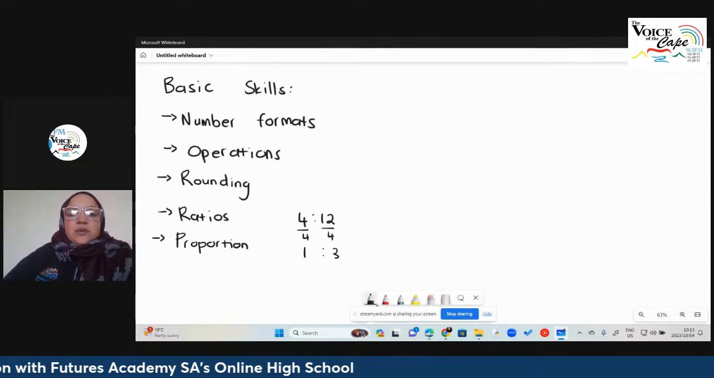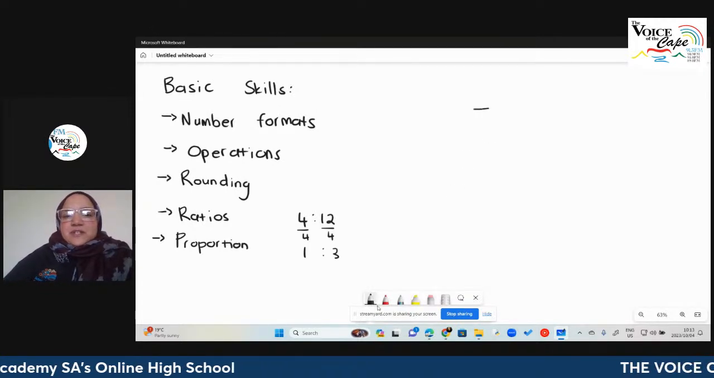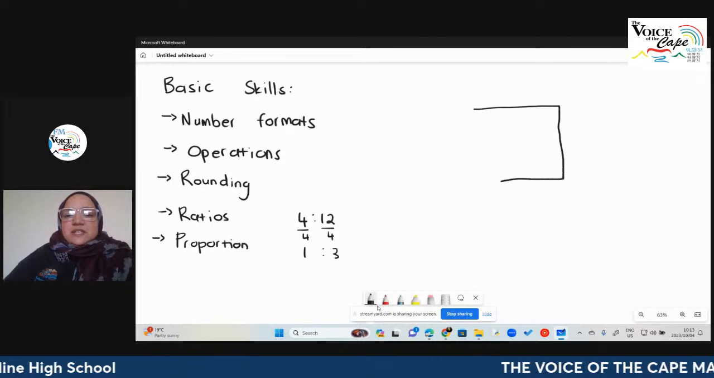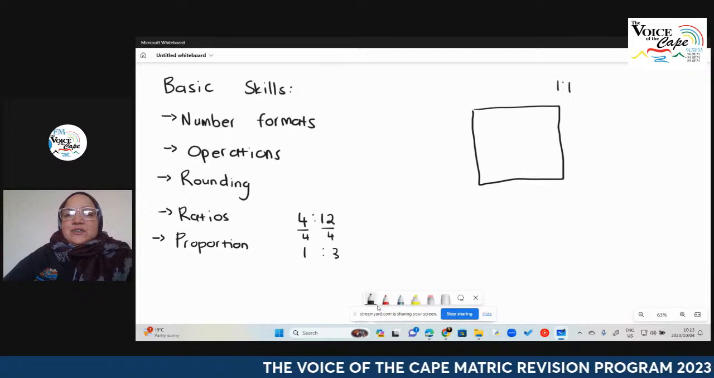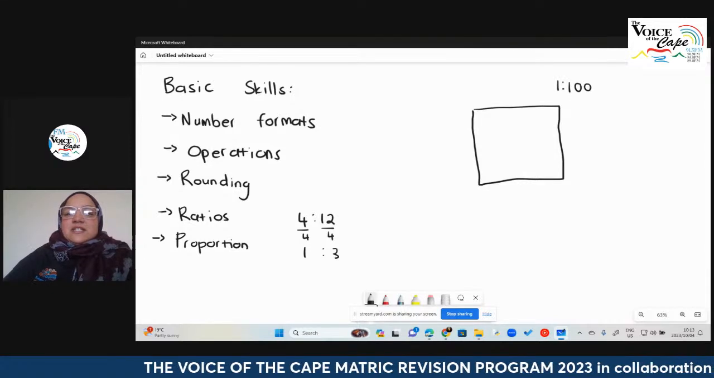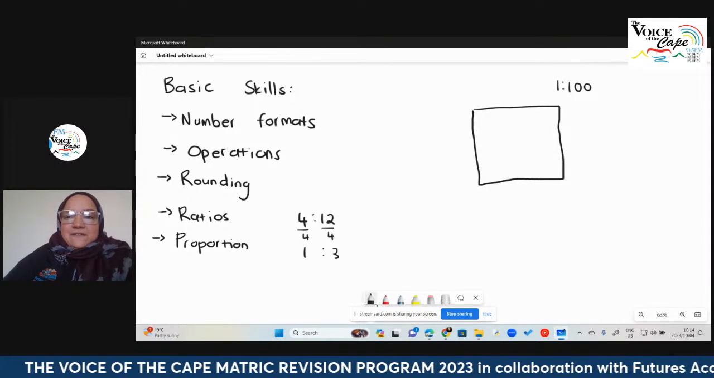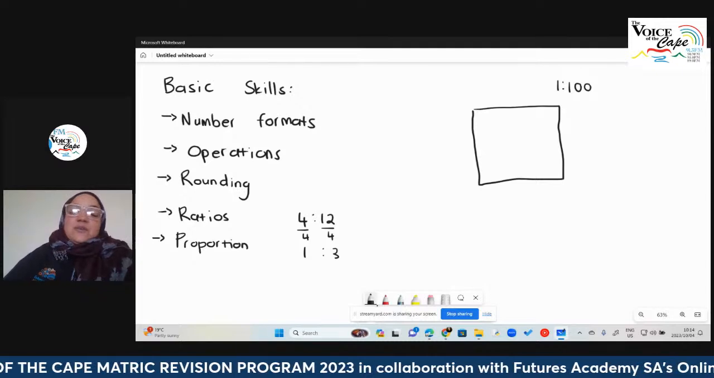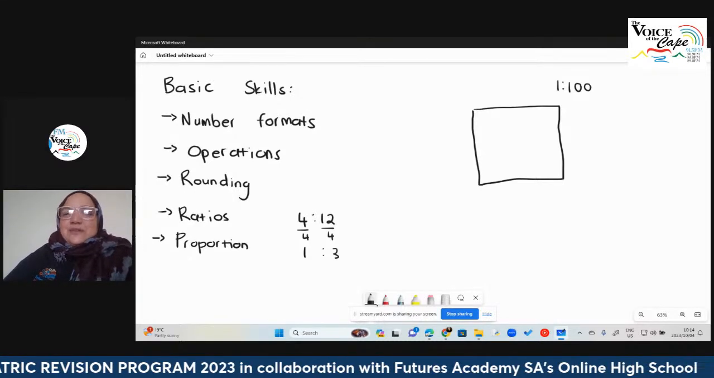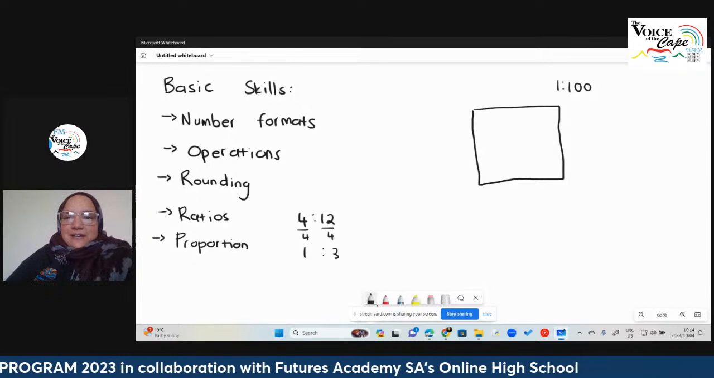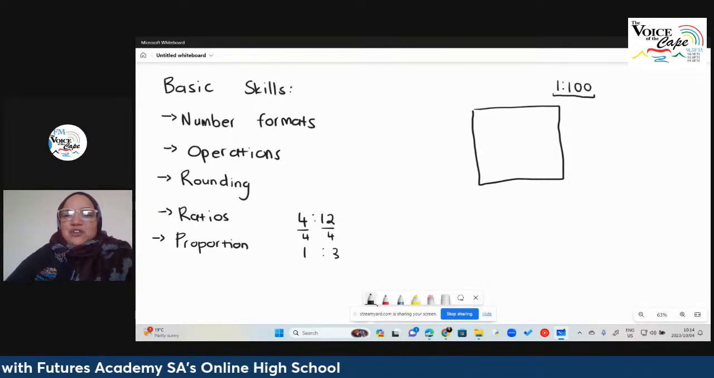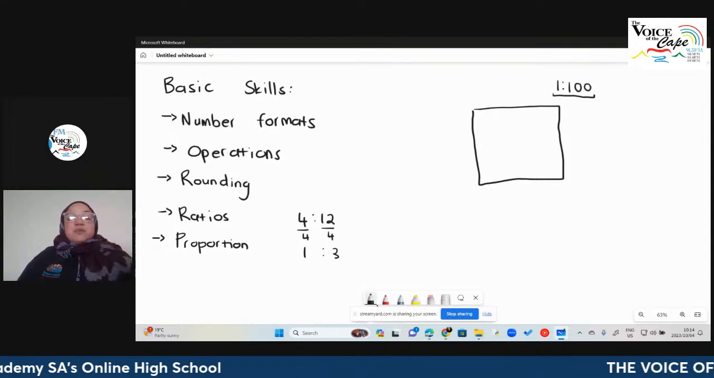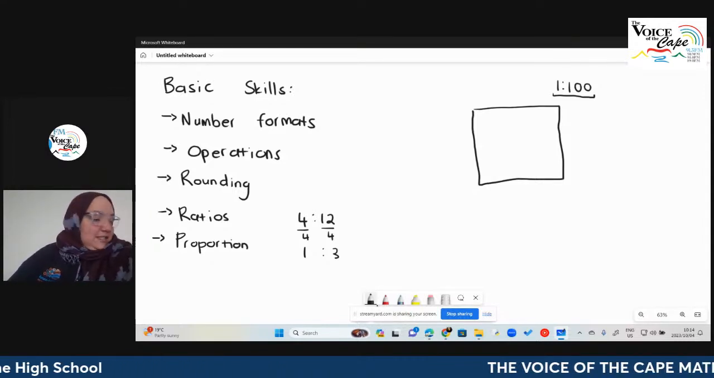So if we talk about scale, let's say this is a bedroom. They tell us this is a bedroom, and they say, okay, the scale is 1 is to 100. Okay, so this means 1 unit on the map is equal to 100 units in real life. So this is proportion. This is a typical example of proportion. Okay, so that's where proportion comes up in Math Lit.